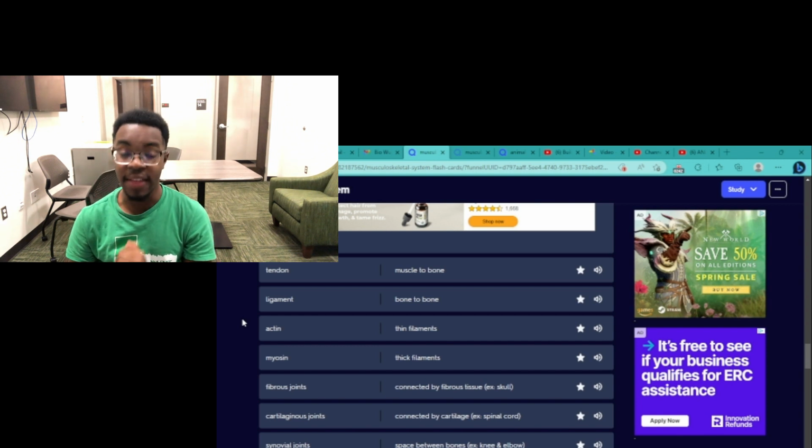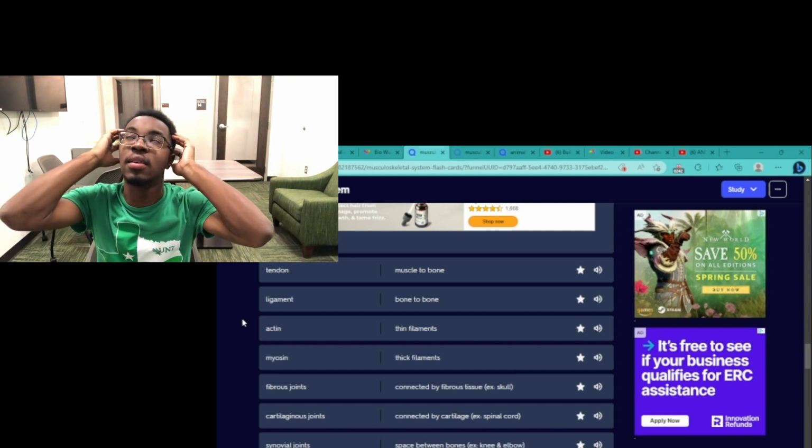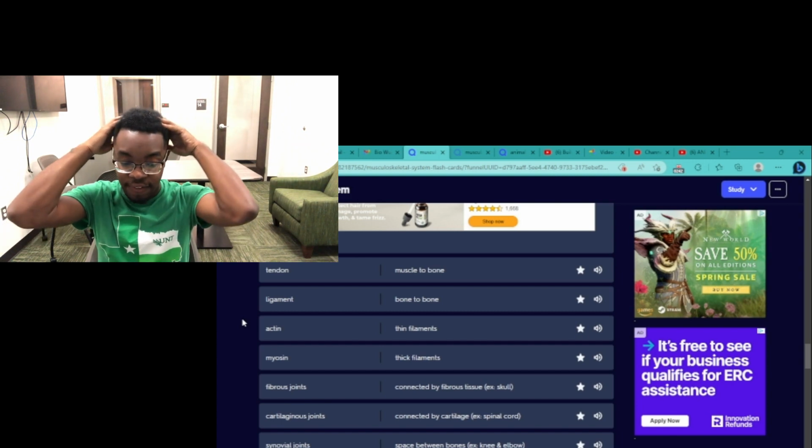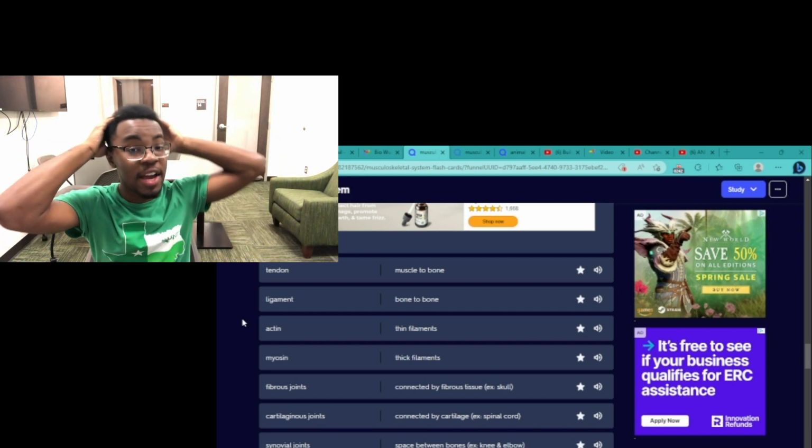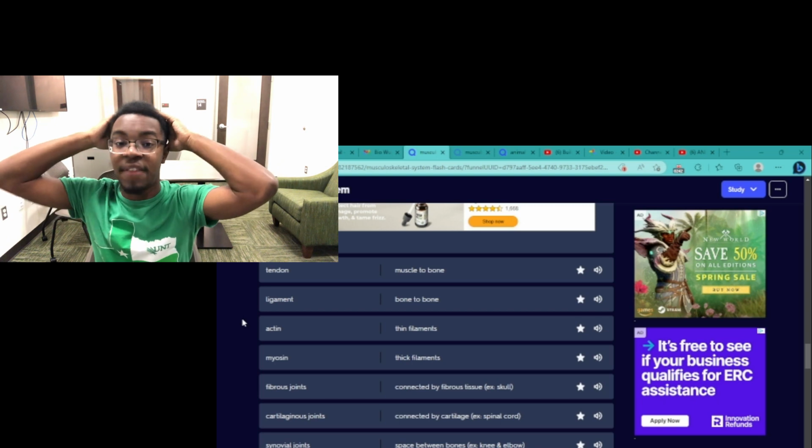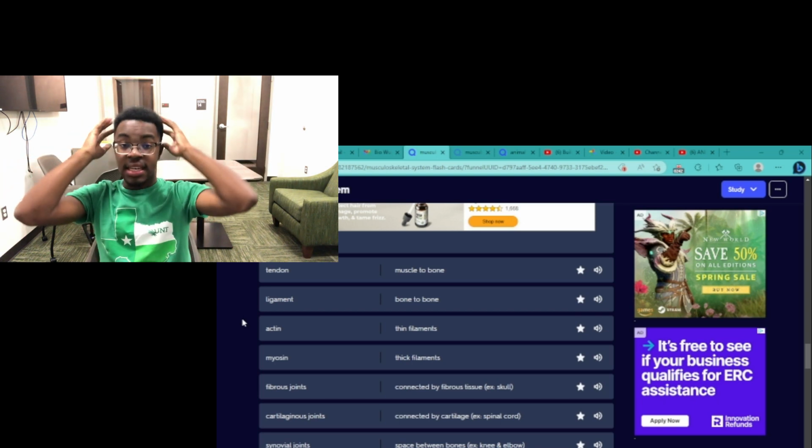And what's connected by fibrous tissue is going to be known as a fibrous joint. This is connected by fibrous tissue, aka your skull. Example, your skull. Fibrous joints. It has plenty of fibrous tissue in it. Plenty of fibrous joints.